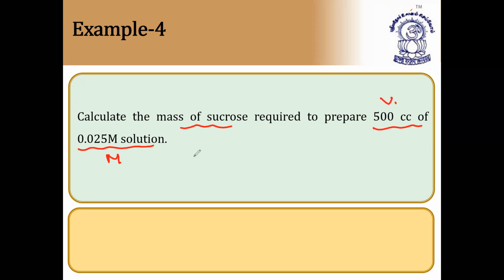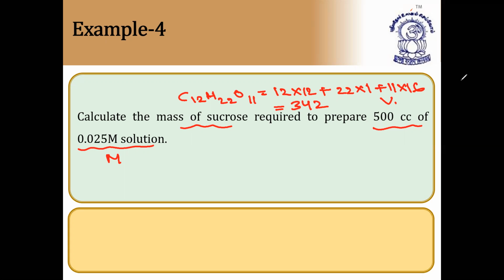So the sucrose formula is C12H22O11. So that is 12 into 12, 144, plus 22 into 1, 22, plus oxygen 16 into 11, which is 176. After adding everything, total it comes around 342.